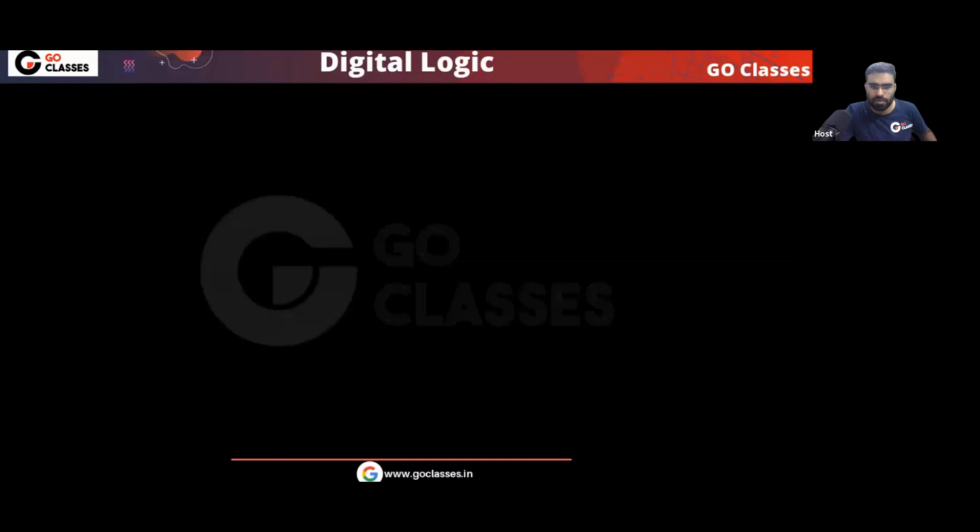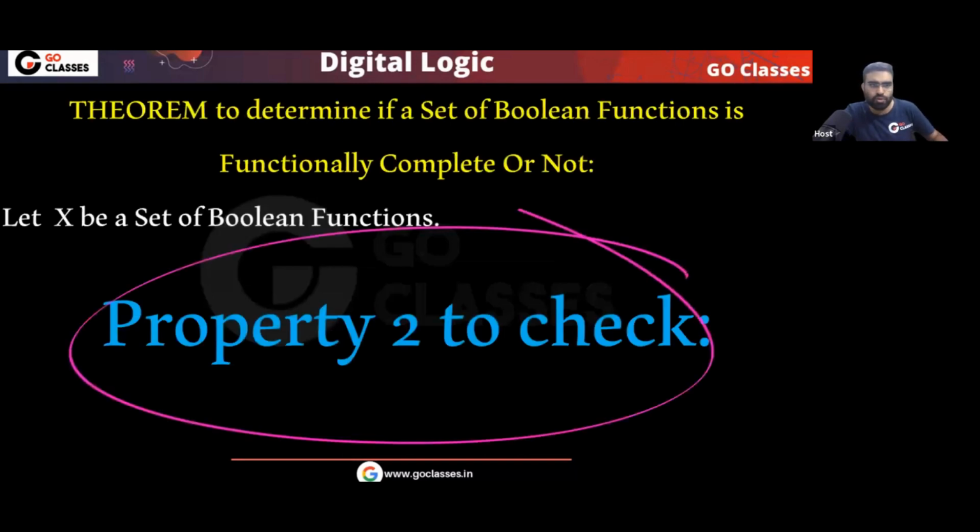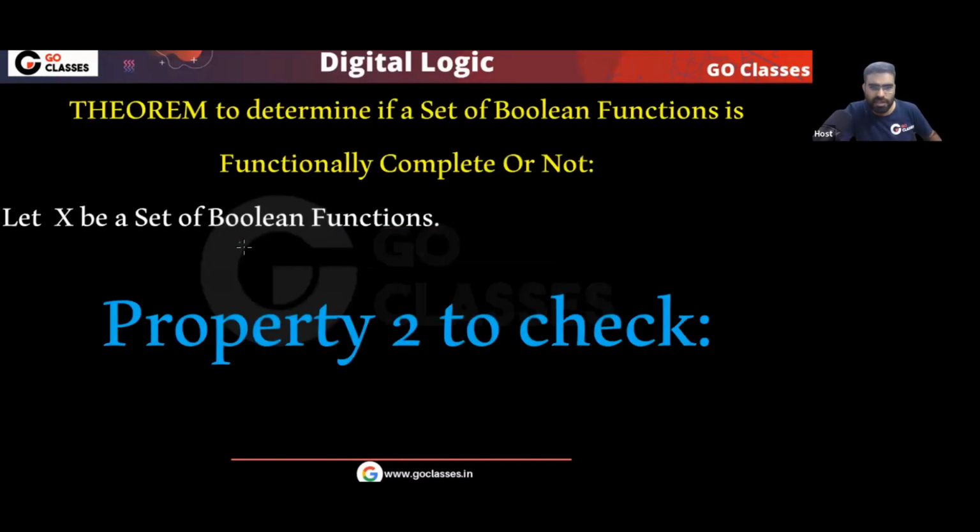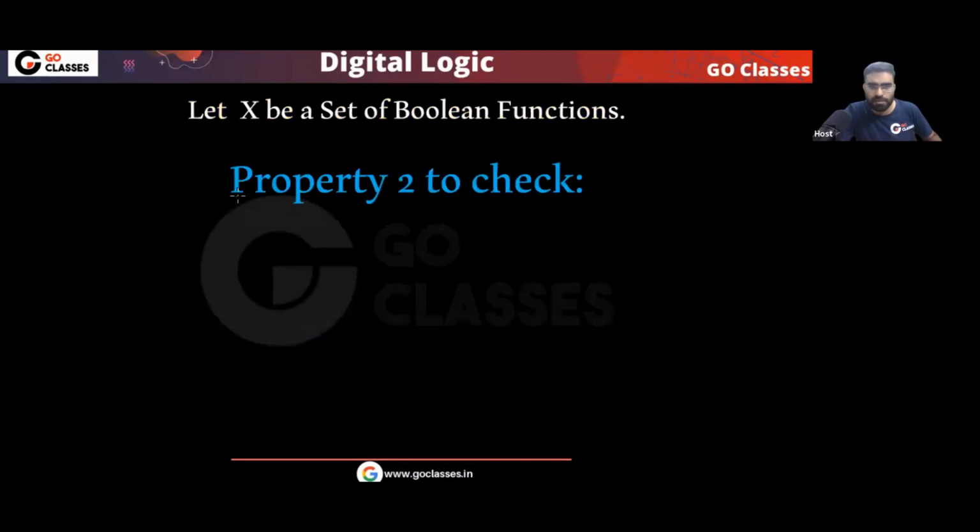Now let's move on. Now let's see the second property to check. If I give you a set of functions, what is the second property to check? That is one preserving. Let's see the definition of one preserving Boolean function. If you have a Boolean function, when can I say this is one preserving?